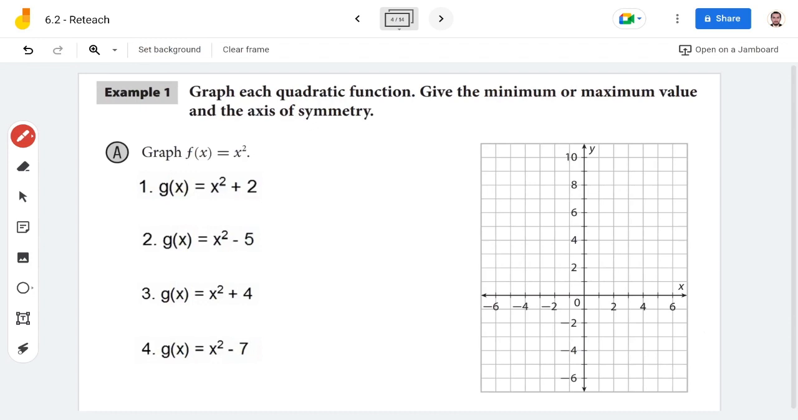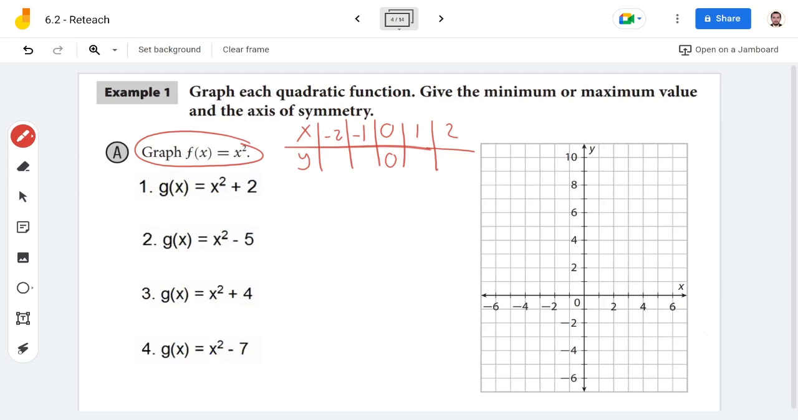If we need to graph the function, we can create our table and memorize it: 0, 0, then 1 and -1, 2 and -2. You replace them, so it will be 4, 1, 1, and 4. Then you can graph your function: 1 and 1, 2 and 4, -2 and 4.